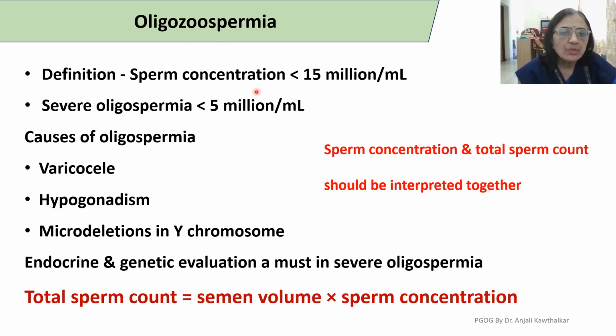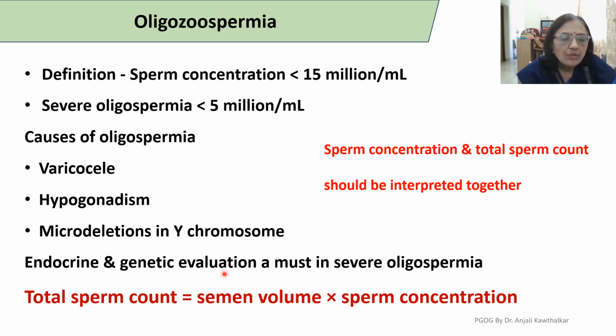Oligozoospermia is whenever the sperm concentration is less than 15 million per ml, and severe whenever it is less than 5 million per ml. Causes of oligozoospermia are varicocele and hypogonadism. Hypogonadism is where testosterone production is less, and that leads to a low sperm count. Microdeletions in the Y chromosome are also a cause. Hypogonadism can be because of anything which affects spermatogenesis and testosterone production, such as Klinefelter syndrome.